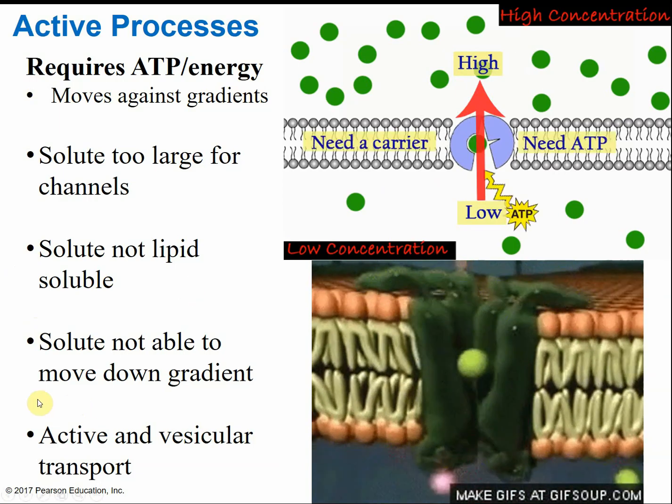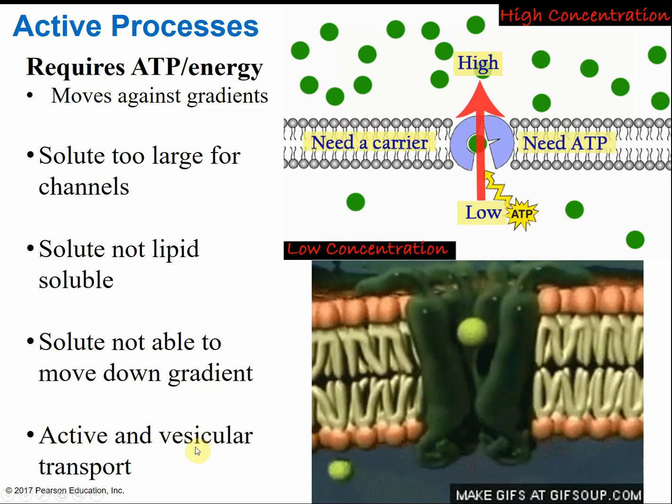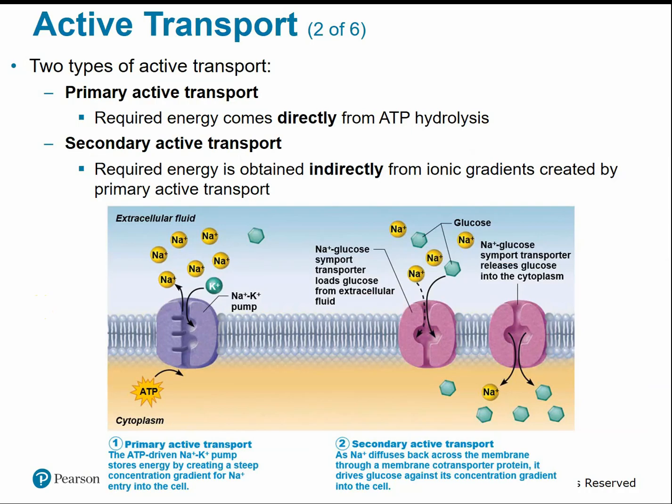So some types of active transport include primary and secondary active transport and vesicular transport. In primary active transport, the energy comes directly from ATP hydrolysis or the breakdown of ATP. So remember, ATP provides energy when we cleave off or cut off that third phosphate group. When we break that chemical bond, it releases the energy needed for the cell to carry out its function. So using ATP, this protein can pump sodium ions across the membrane against their gradient.